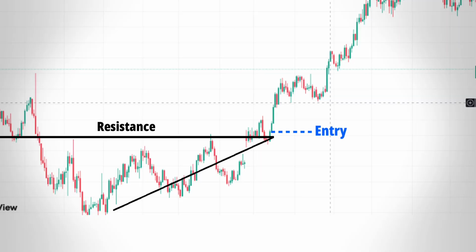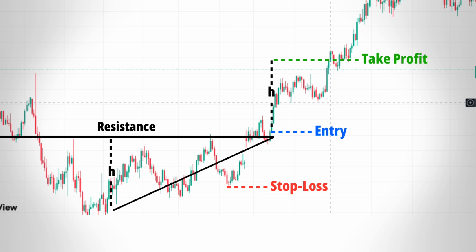Here's how to trade the ascending triangle. Enter on the breakout above the resistance. Place your stop loss just below the most recent higher low. For take profits, measure the height of the triangle and project it upwards.